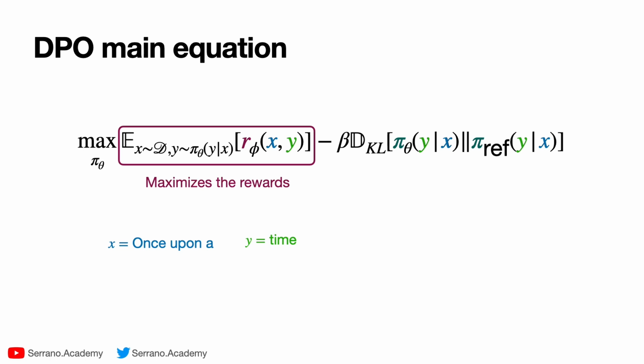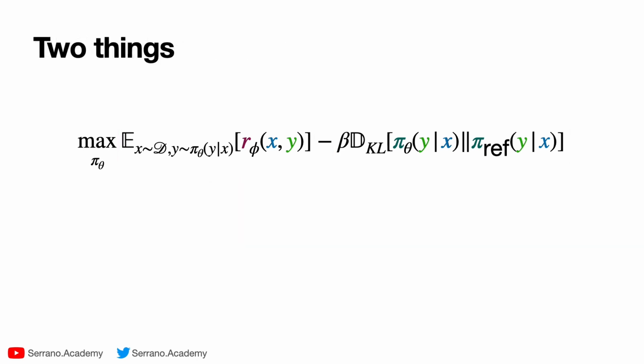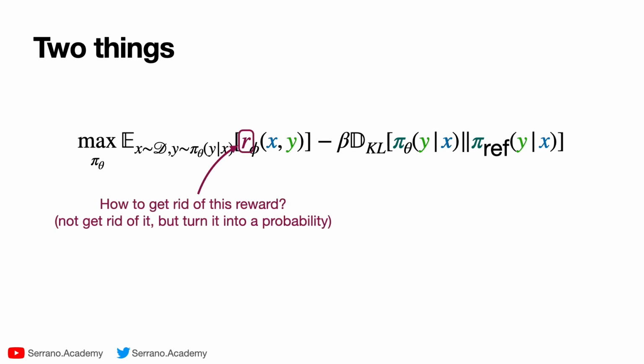And the second part is this one over here, which looks a little cryptic. But what it does is that it prevents the model from changing too drastically from one iteration to the next. And I'll elaborate on why this is important. But in other words, what we want is to kind of get rid of the reward. Not get rid of it, but we want to turn it into a probability so that the loss function only has probabilities and not rewards. How do we do that? Using something called the Bradley-Terry model. I'll tell you what it is in a minute.